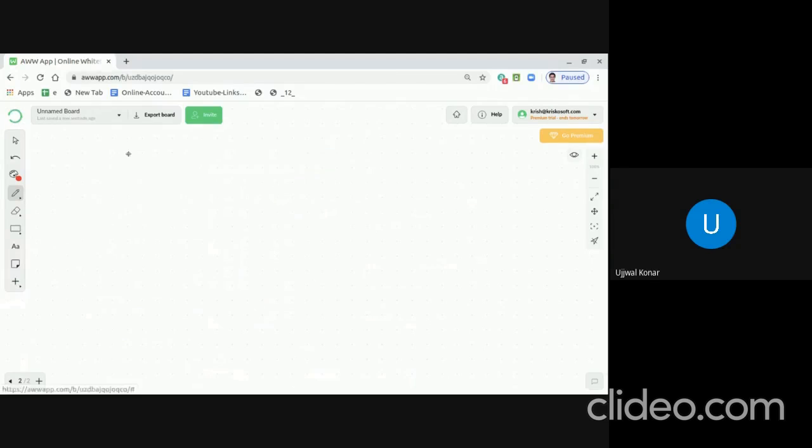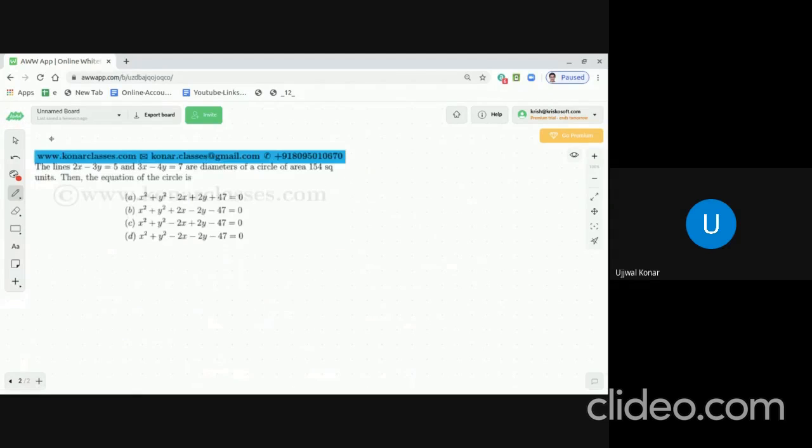So the question here, dear students, is that the lines 2x minus 3y equal to 5 and 3x minus 4y equal to 7 are diameters of a circle of area 154 square units. Then we need to find the equation of the circle. Okay, dear students, so let's proceed to how to solve this particular problem.